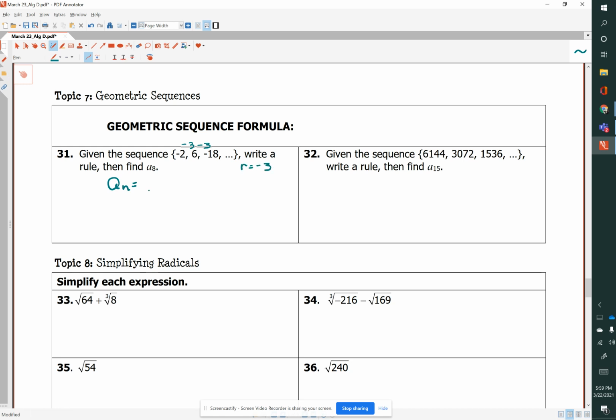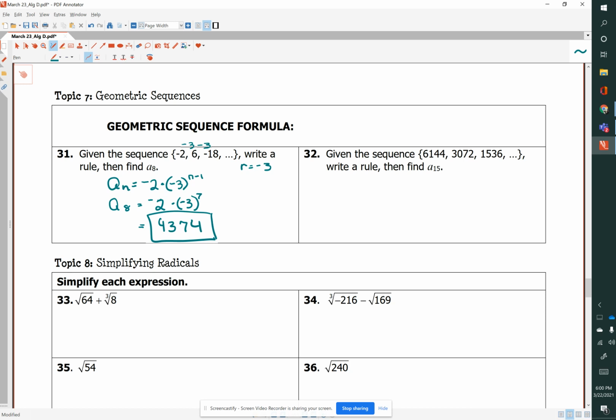So a sub n equals -2, the first term, times -3, I'll put that in parentheses, raised to the n minus 1 power. That's our rule. To find a of 8, we will multiply -2 times -3 raised to 8 minus 1, which is 7. We want to find the 8th, it's 8 minus 1, and we will get, when we evaluate that, 4,374.